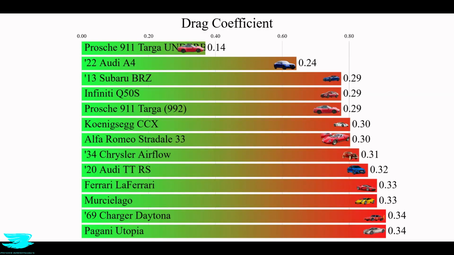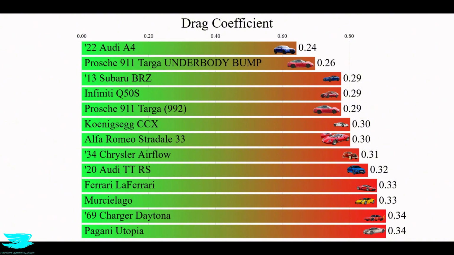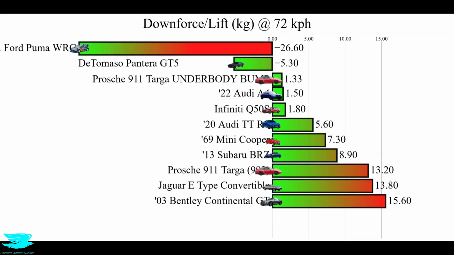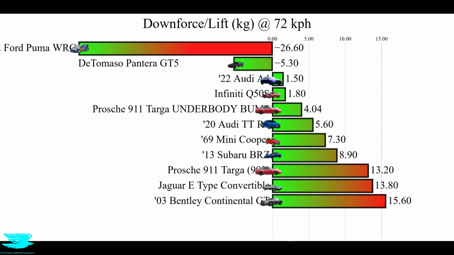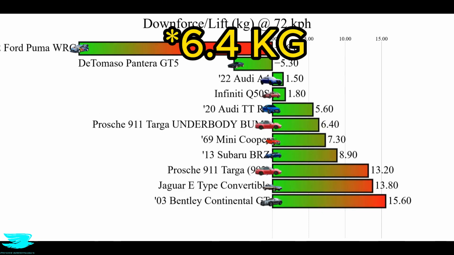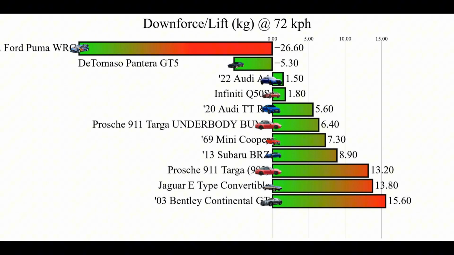In fact, the drag comes in at almost the same value, just 4 counts higher, which is within the error of the simulation. So this first iteration didn't change the drag. As for the lift, the original car produced 13.2 kilos of lift. With this underbody bump, it has more than halved it to 6.2 kilos. So a 50% reduction with no drag penalty.